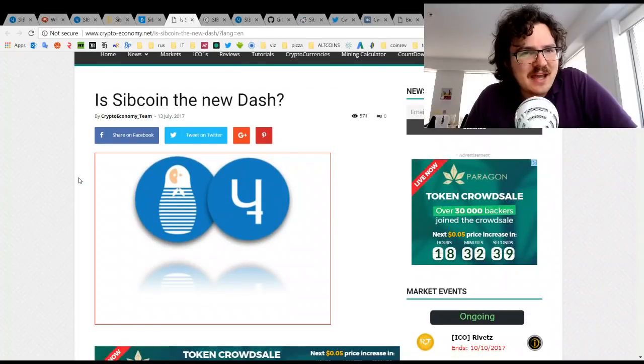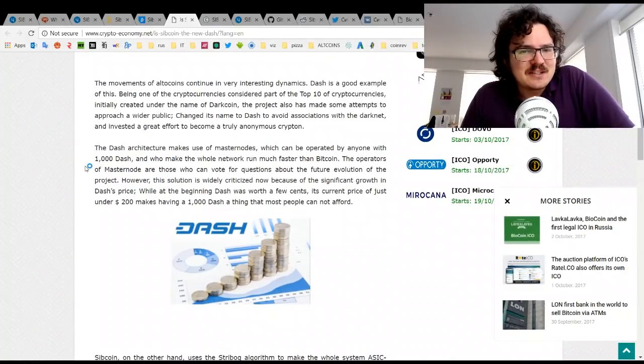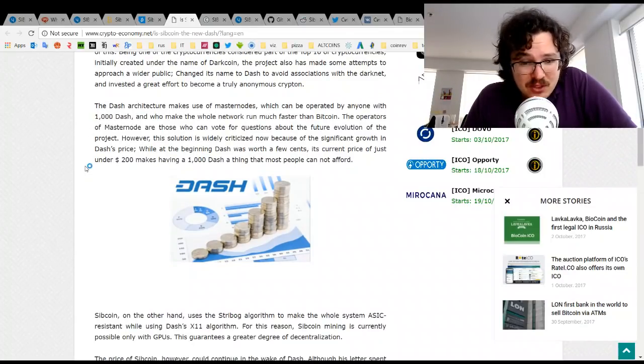Is Sibcoin the new Dash? Someone asked. And this is an article from back in July. And I can't say that Sibcoin is the new Dash necessarily, but remember, it is a Dash fork. And it does have Darksend and all these different features. And people in Russia, at least, are using it.